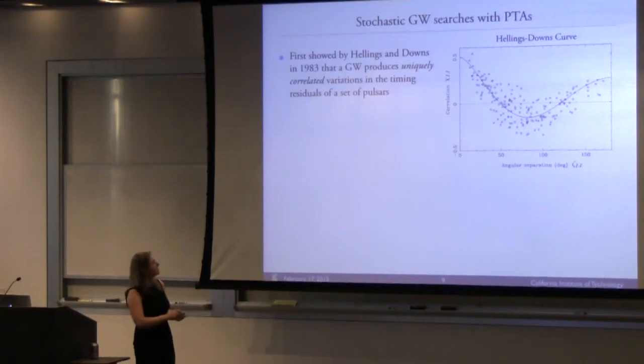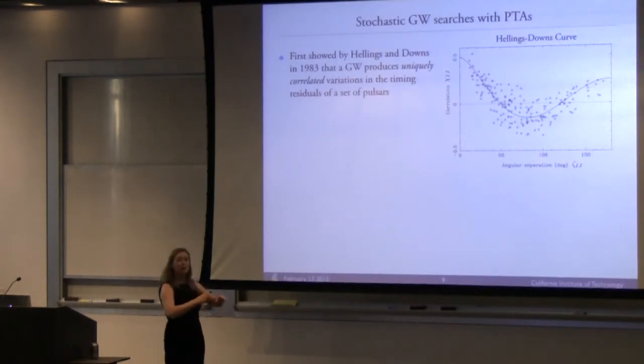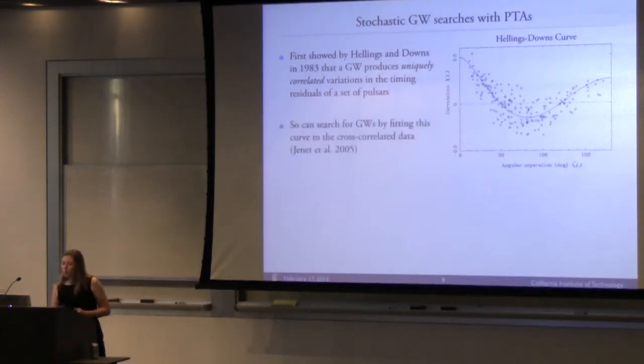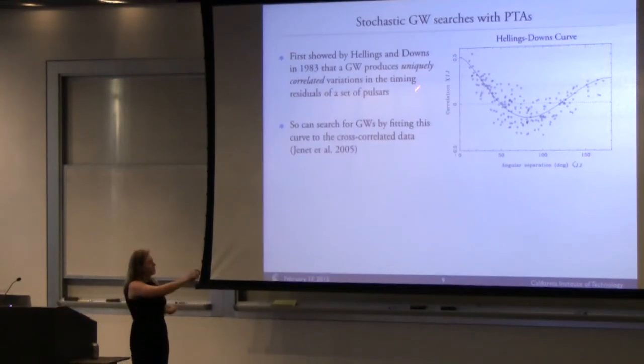This was first shown by Hellings and Downs in 1983. So we have this curve called the Hellings and Downs curve here. They basically showed that you should expect to see that curve if a gravitational wave is passing between the Earth and some pulsars. You should be able to look at all of your pulsars and see that same correlation in all of them. So what some people have proposed as a search for gravitational waves is to take your data and try to fit this curve to it.